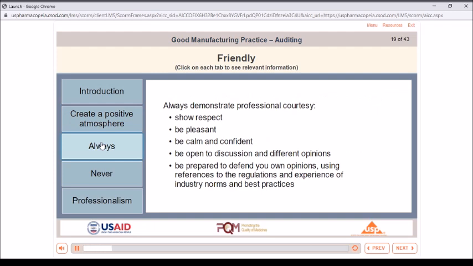Always demonstrate professional courtesy. Show respect. Be pleasant. Be calm and confident. Be open to discussion and different opinions. Be prepared to defend your own opinions using references to the regulations and experience of industry norms and best practices.